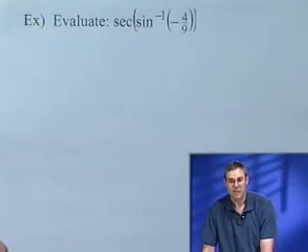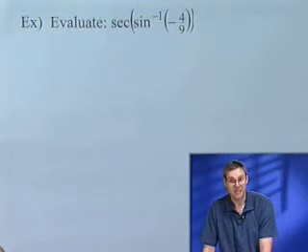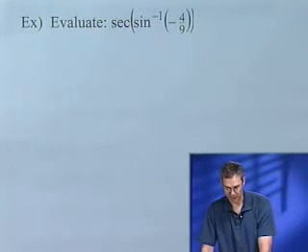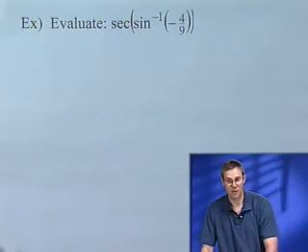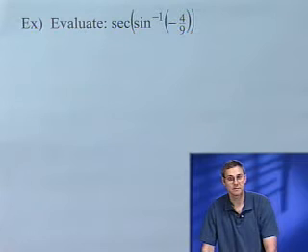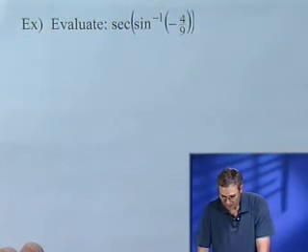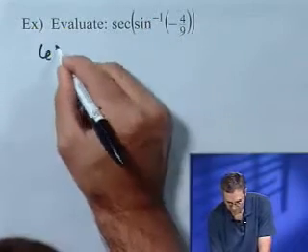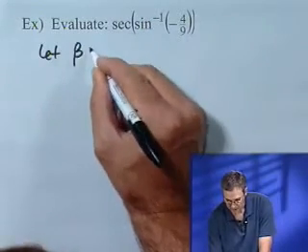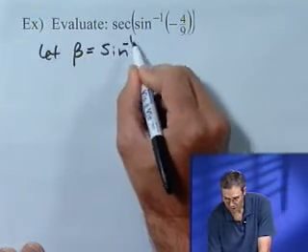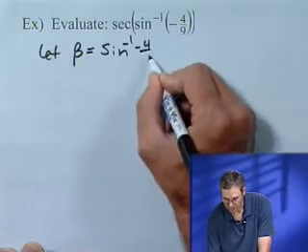Here's the problem. You might want to put the lecture on pause right now and see if you can figure out what the secant of arcsine of -4/9 is. Okay, so put it on pause, try to figure it out, and then follow along with me. All right, so let's see if you're right. I'm going to let, how about if I use beta? Doesn't matter what variable we use, but I'll let beta equal arcsine of -4/9.